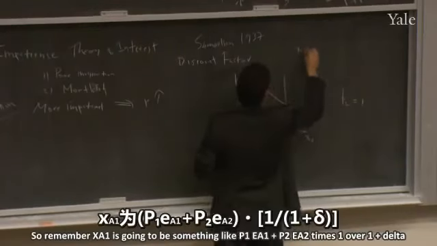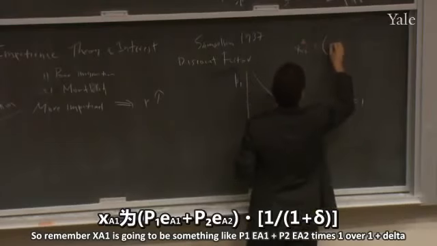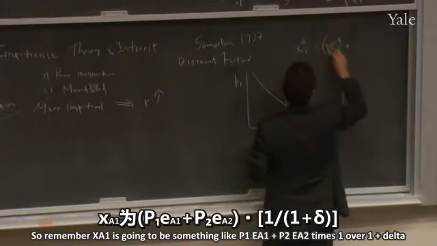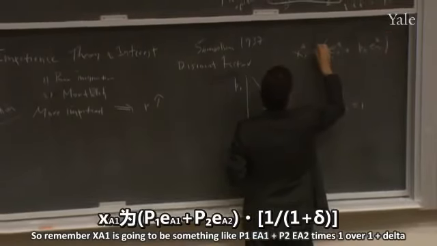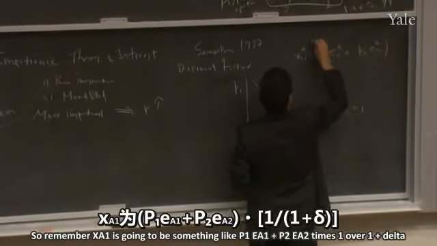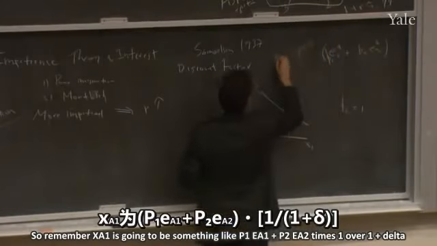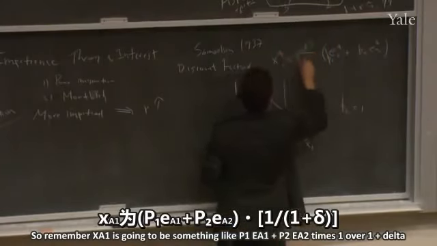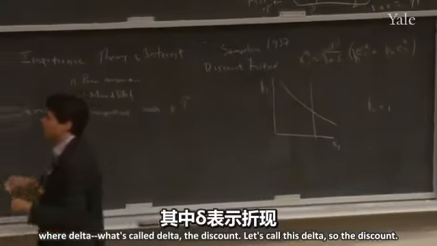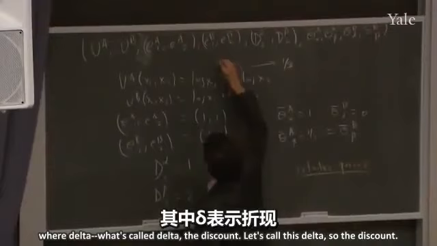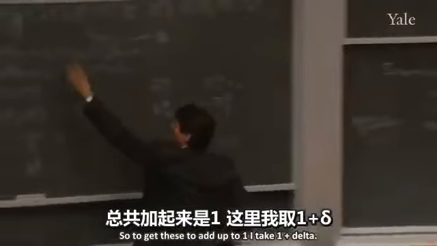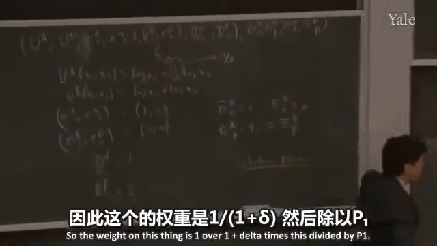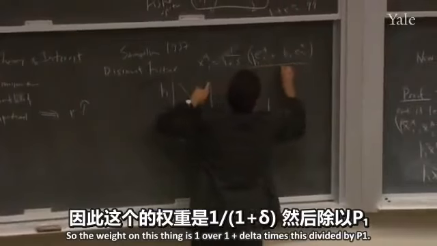So remember, X_A1 is going to be something like P1 E_A1 plus P2 E_A2 times 1 over... sorry, let's make this better: X_A1 equals 1 over 1 plus delta, where delta is what's called the discount. Let's call this delta. So to get these weights to add up to 1, I take 1 plus delta, so the weight on this thing is 1 over 1 plus delta, times this divided by P1.